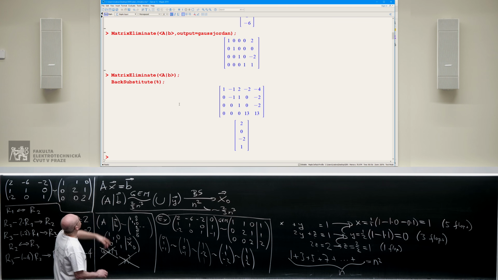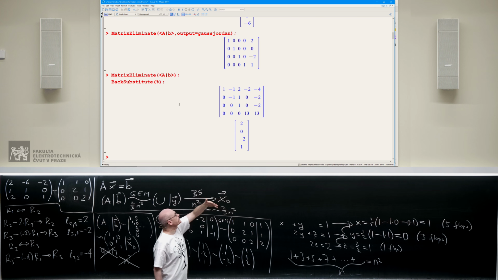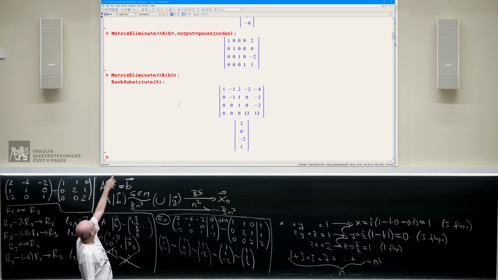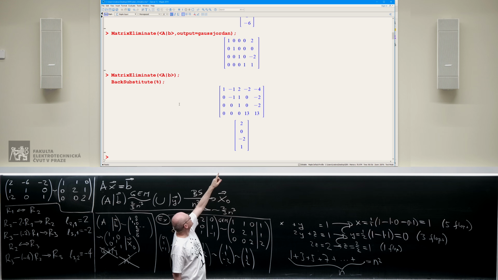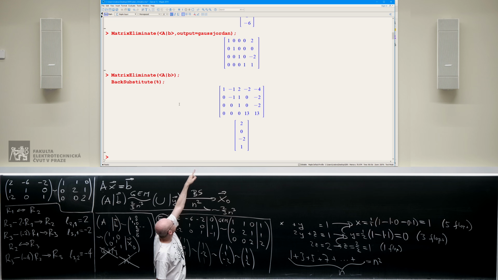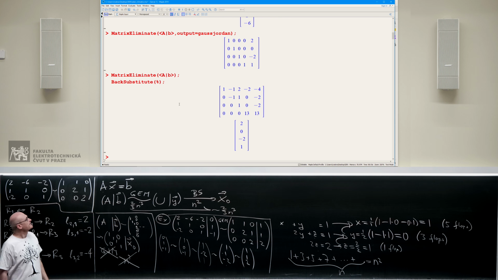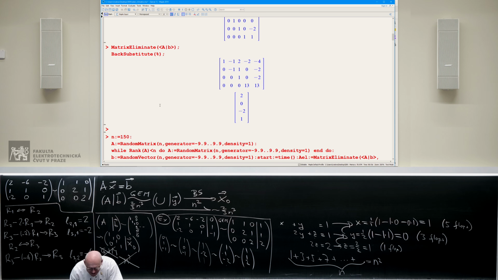First, I take the extended matrix, and I apply the elimination, but the numerical version. And the outcome now is upper triangular matrix, and some vector on the right, okay? And then I apply back substitution to this triangular system, and I get 2, 0, negative 2, 1, which is the same as what I obtained using the high school approach, okay? Let's have a look whether it really pays off.